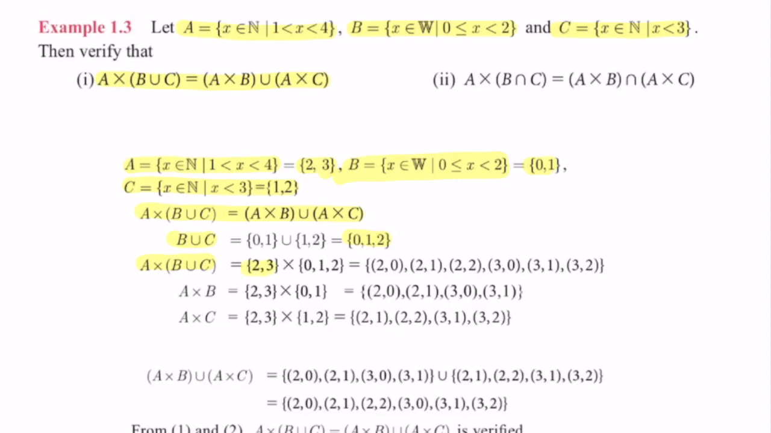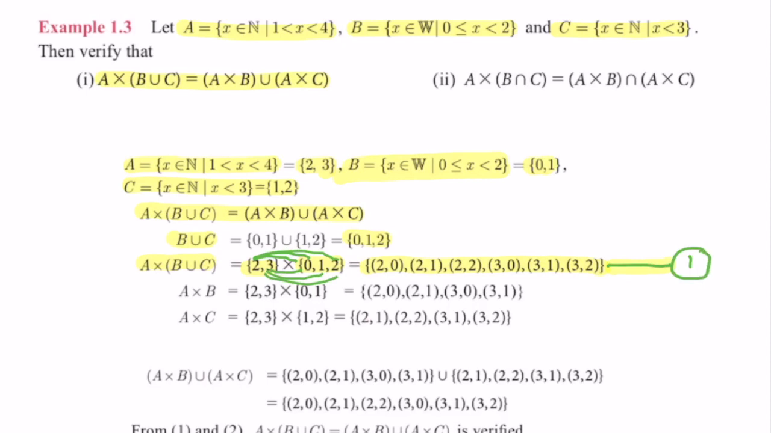What is B union C? It is a set with elements 0, 1 and 2. Now we have to find the cross product. To find the cross product, we have to find the ordered pairs between these two sets. So (2,0), (2,1), (2,2), (3,0), (3,1) and (3,2). Let us give the name of the equation as 1.